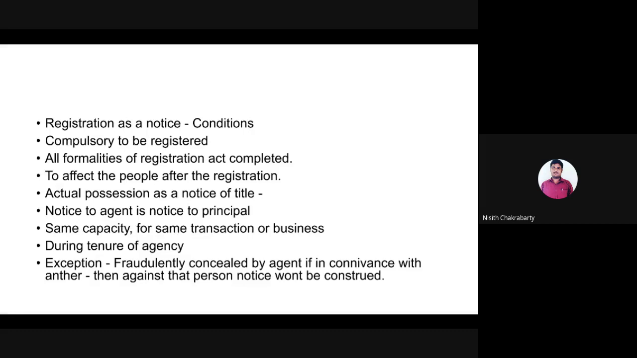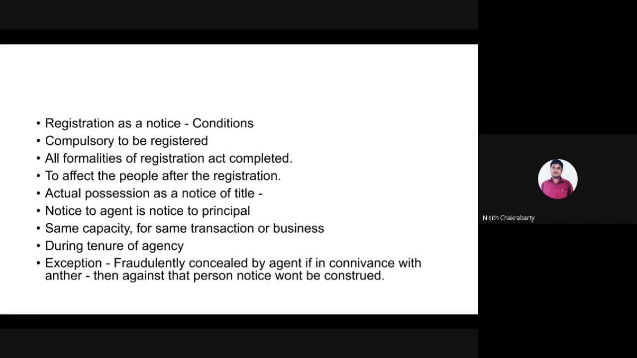Explanation or proviso, actually they are mentioning three more things which will be called constructive notice. Two we have already known: one, willful abstention, and another, gross negligence. Third part is that when registration will be a notice.